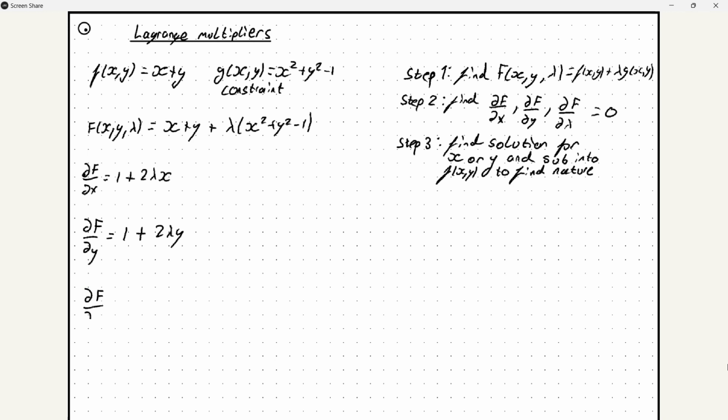and then if we do with respect to lambda, we just get x squared plus y squared minus 1, because this would turn to 1. These would obviously disappear, and this would remain, whatever's inside the bracket. Now we make everything here equal to 0, of course.